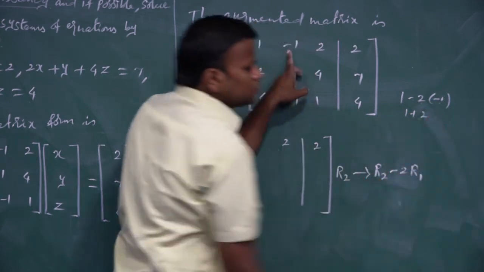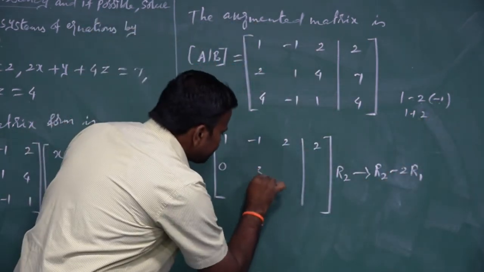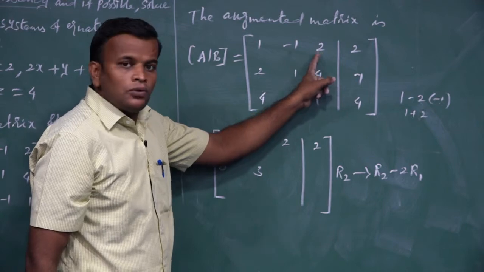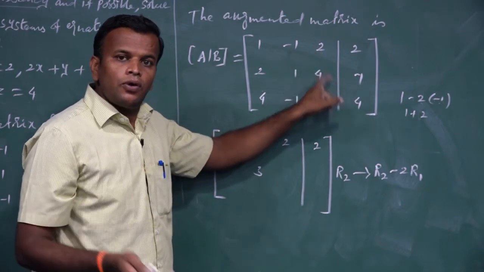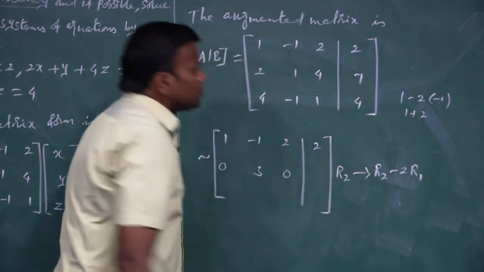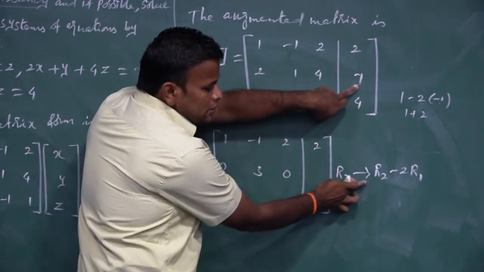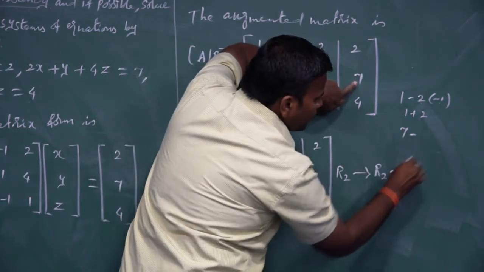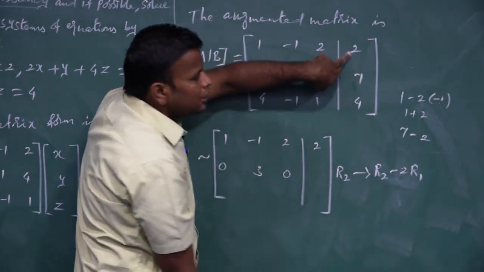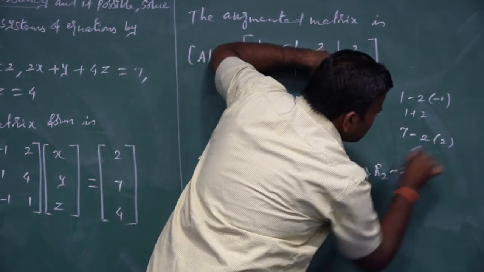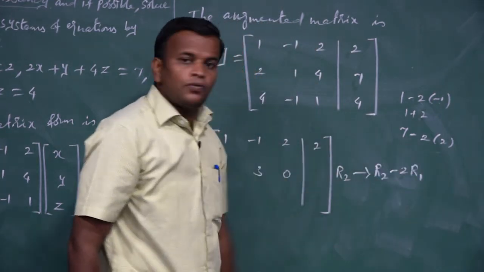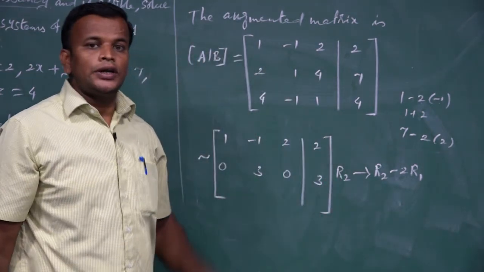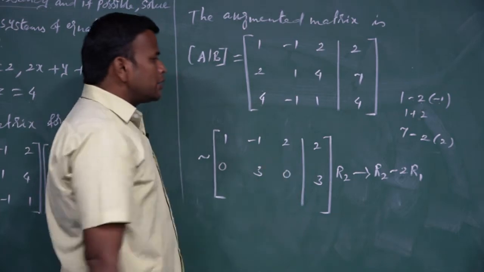2 ones are 2, so 1 plus 2 is 3. The next element: 4 minus 2 times 2, that is 4 minus 4, which is 0. For the last element, R2 is 7, and 7 minus 2 times the corresponding element of R1, which is 2, so 7 minus 4 is 3. So R2 is 0, 3, 0, 3.